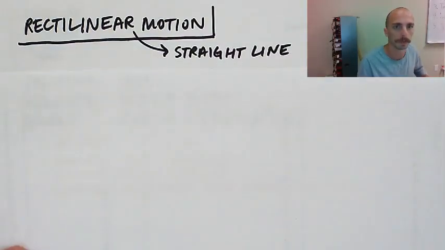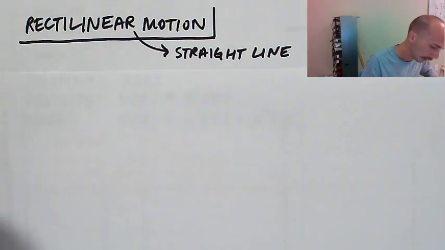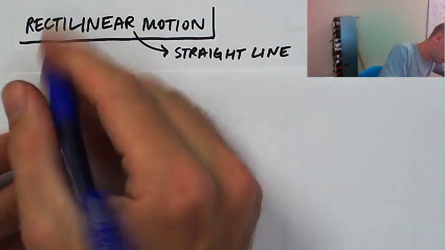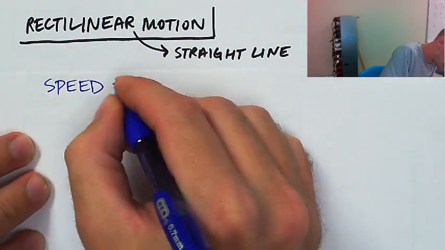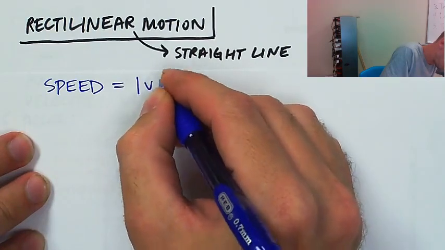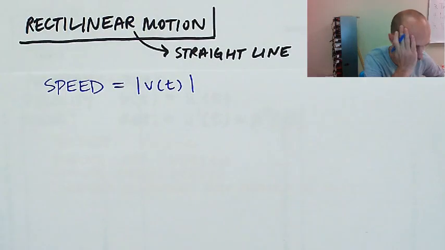Okay, now I think we should probably talk about speed here, and I'm going to do that completely after covering all this up, right? It's a completely different topic. Okay, so for speed, let's define it. Speed is equal to the absolute value of velocity. And we're going to talk more about this as we move forward in the course.